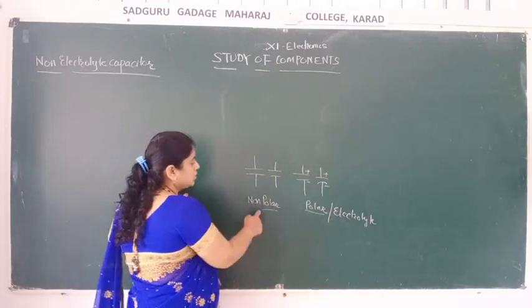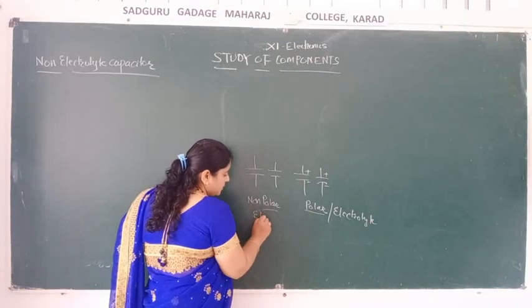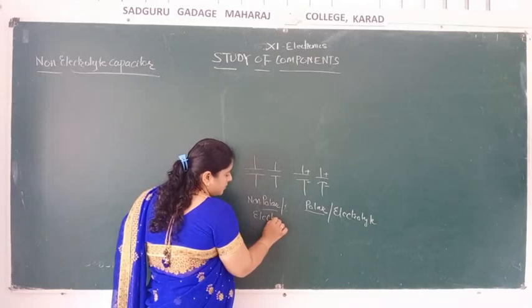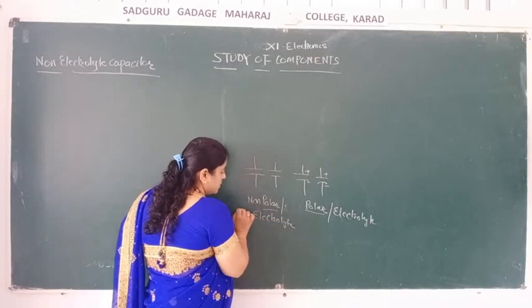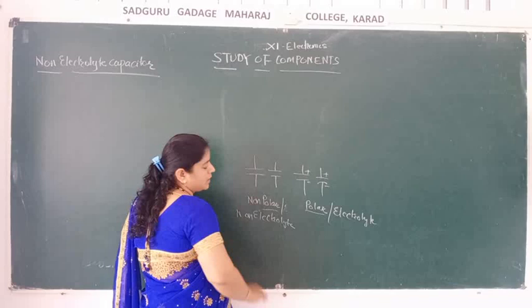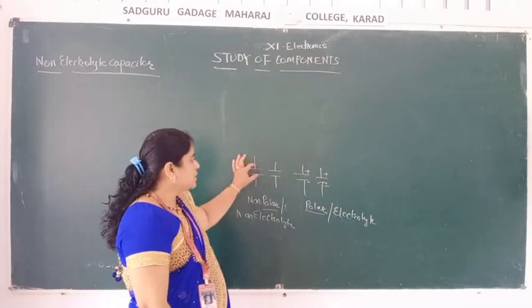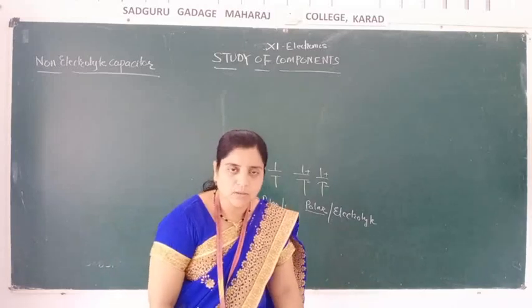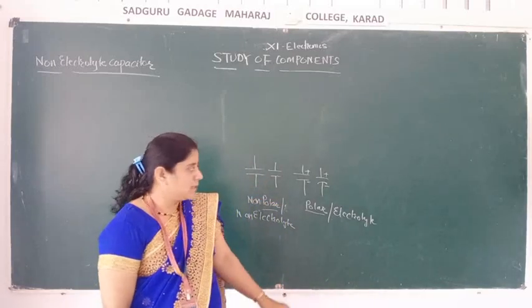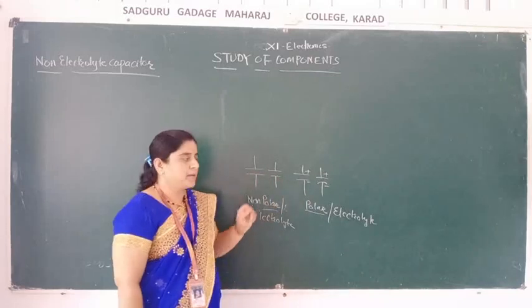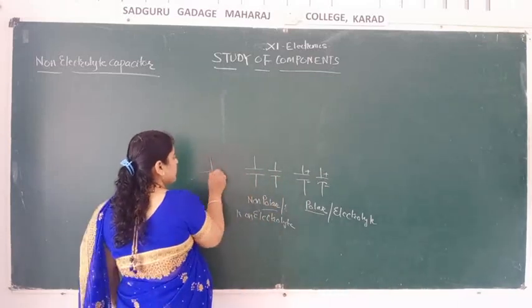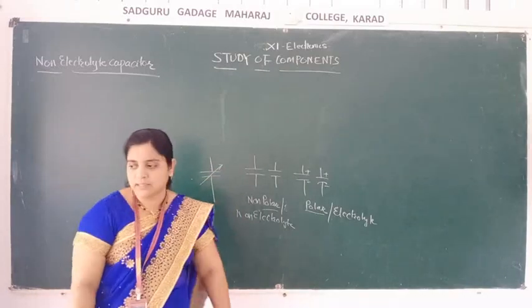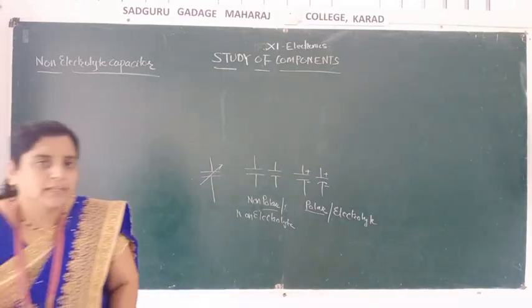Non-electrolyte means what? Non-polar capacitor. Non-polar or non-electrolyte is the same. It means a capacitor with no polarity is called a non-polar capacitor or non-electrolyte capacitor. I have told you about fixed capacitor and variable capacitor. All capacitors of this kind are fixed capacitors. If the capacitor is like this, then it is called a variable capacitor. Is that clear? Is this concept clear to all of you?